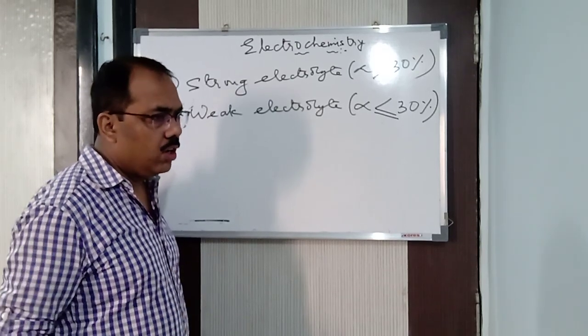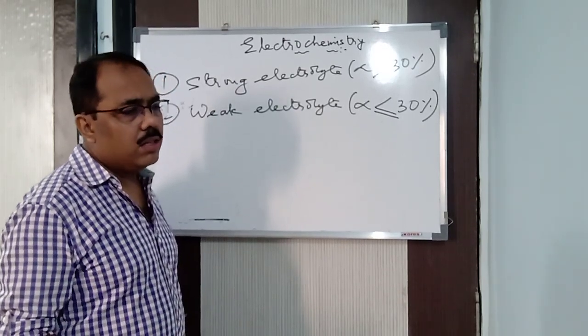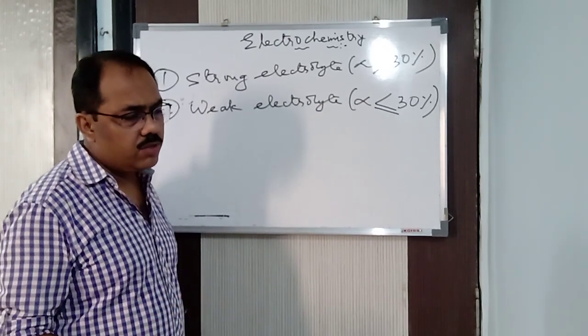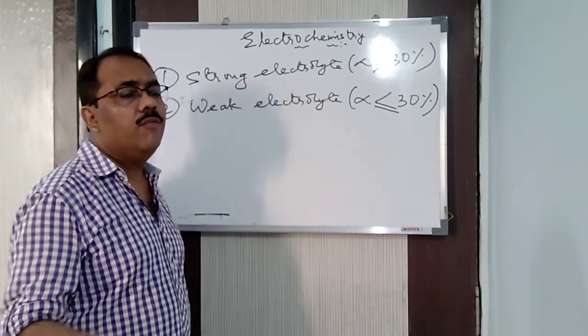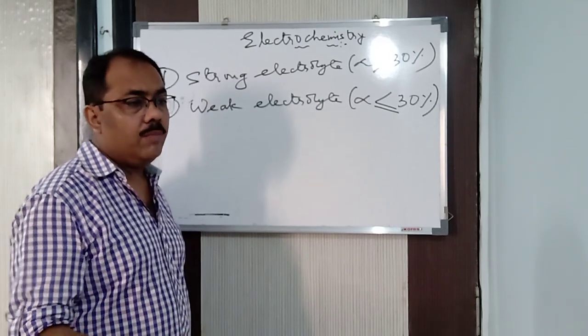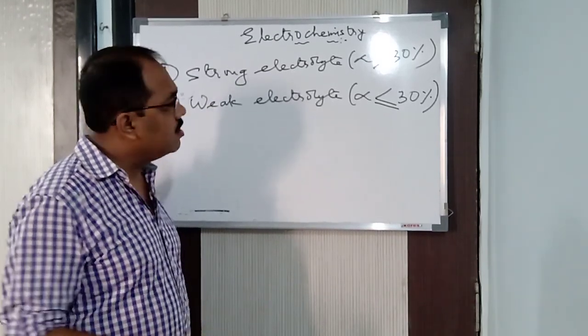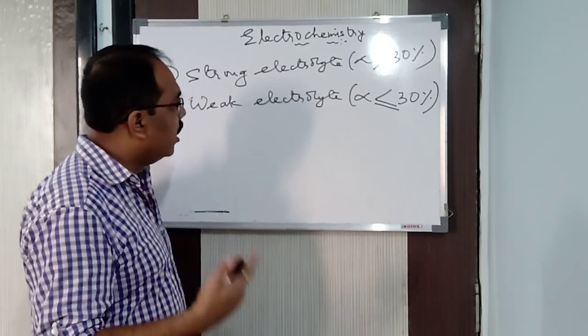Basically, all the salts are strong electrolytes. Some salts, like salts of a weak acid and a weak base, such as ammonium formate or ammonium acetate, may behave as weak electrolytes. So this is about strong and weak electrolytes.